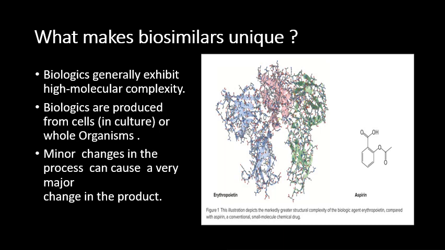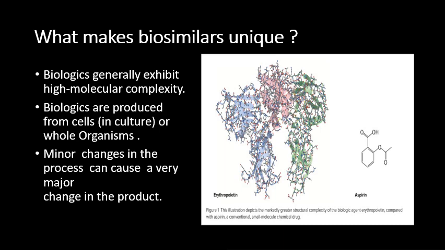And not just the complexity, they are produced from cells in culture or from whole organisms. So even a minor change in the process can cause a very major change in the product. Unlike the production of normal pharmaceuticals, where a minor change in the process might not translate to a major change in the product. Whereas that is not the case for biologics. In the process, even a smaller mistake could end up causing a major change.